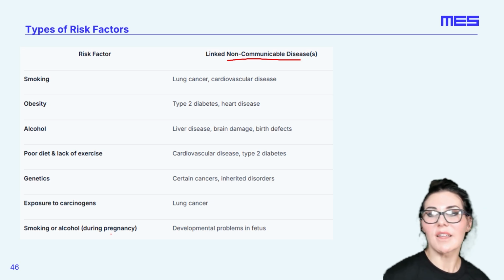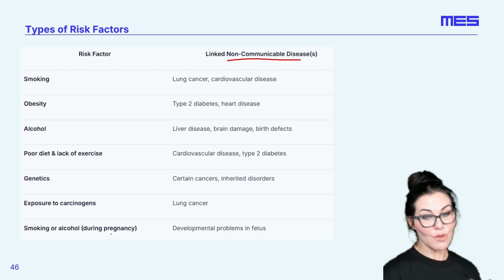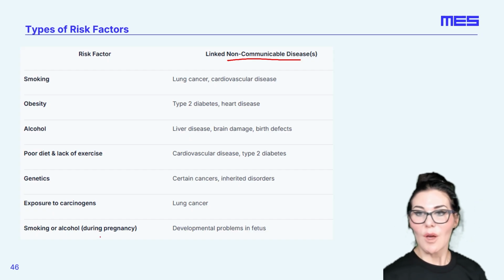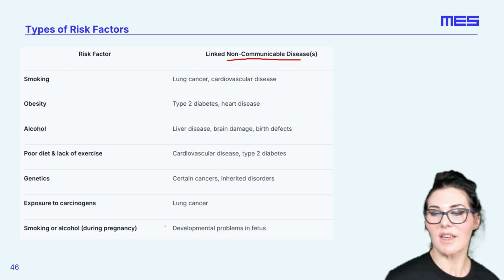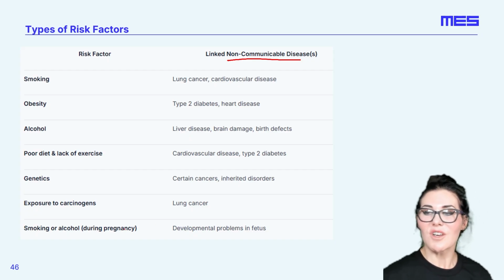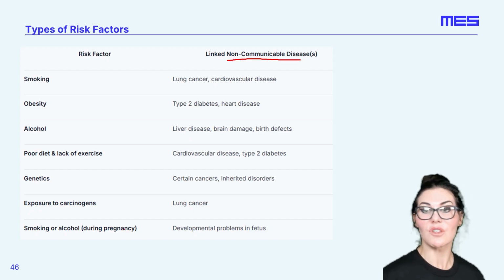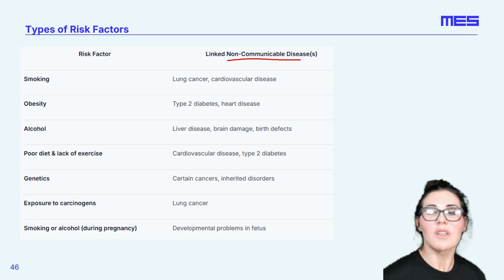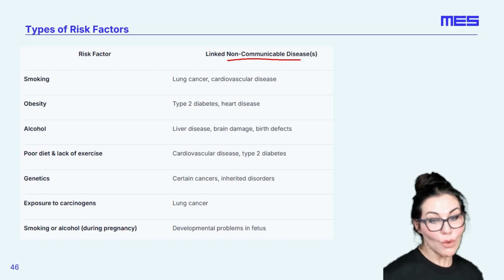Alcohol is linked to liver diseases, brain damage, birth defects if you drink while you're pregnant. Poor diet and lack of exercise, again, cardiovascular diseases, type 2 diabetes. Genetics can increase our risks of cancers and other inherited disorders. If you have the genes for certain disorders, it doesn't necessarily mean you're going to develop them, but you could, it's a risk.